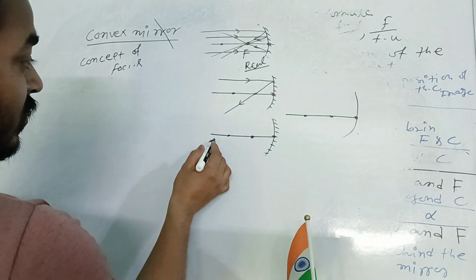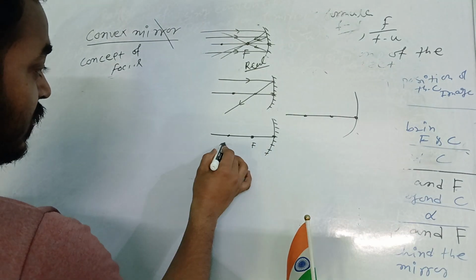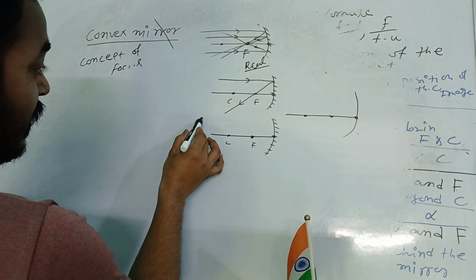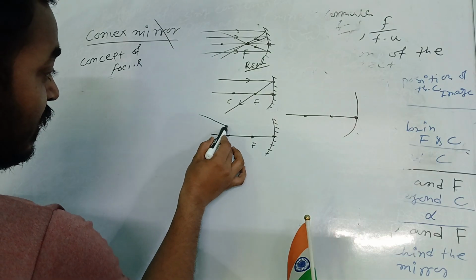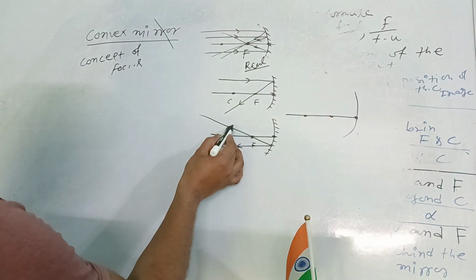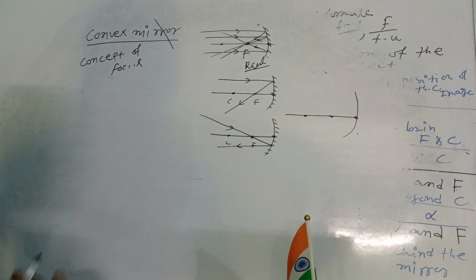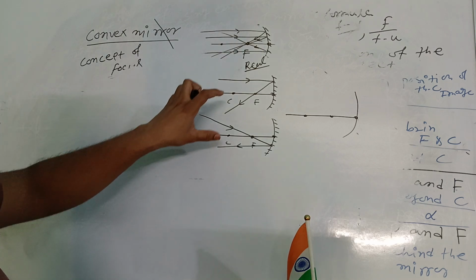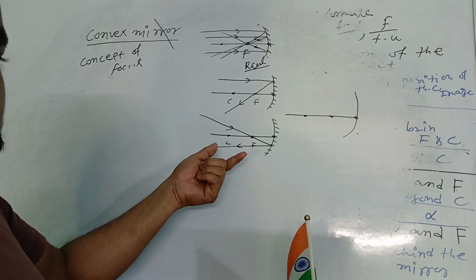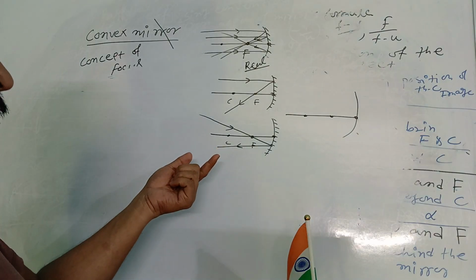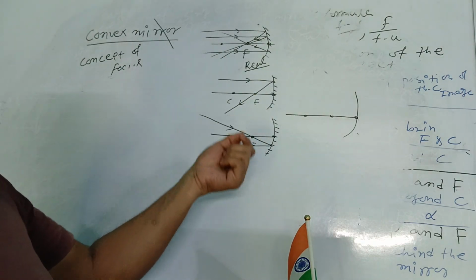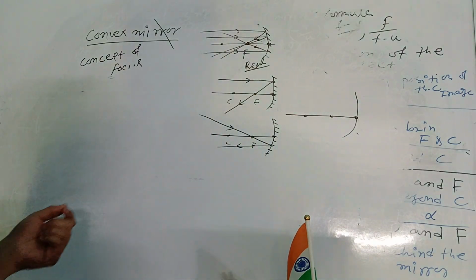Then when it is focus, though it is center of curvature, it is focus, it is center of curvature. Next one, when the ray is passing through the focus, after the reflection it must be parallel to the principal axis. We can draw the ray diagram by using these steps, and we are using this method to draw the ray diagram easily. If we are able to draw the ray diagram easily, then we can write the characteristics of the image and we can utilize it in our real life.